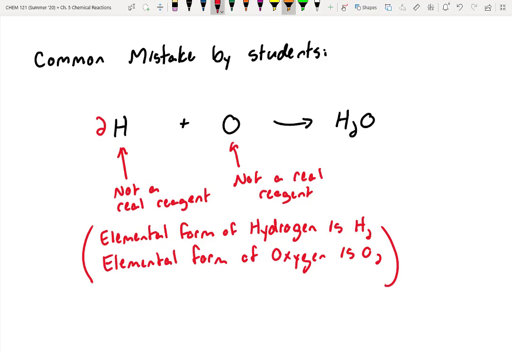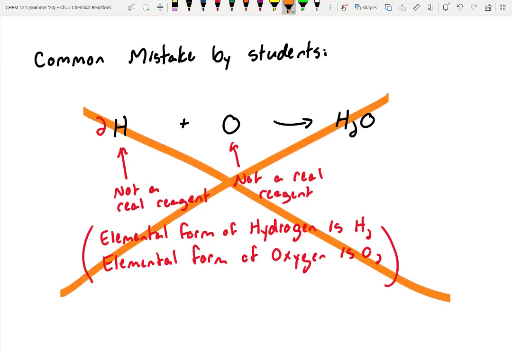So I would go through and I would just say, let's cross this out. That's not a proper reaction. We need to make sure that when we do this, we're using real molecules. We're using real atoms that can exist, be purchased, be combined together with other things. We don't just select individual atoms if they're unstable on their own. All right, I hope that helps.